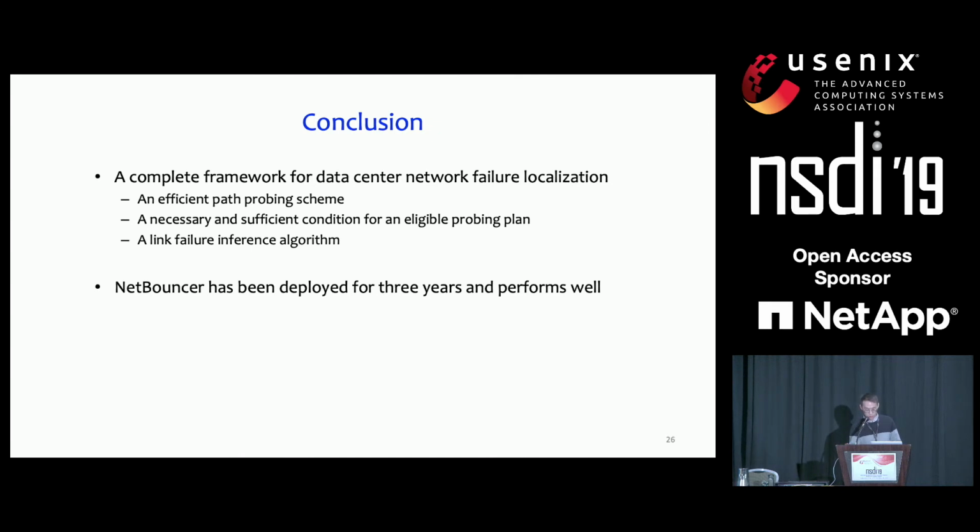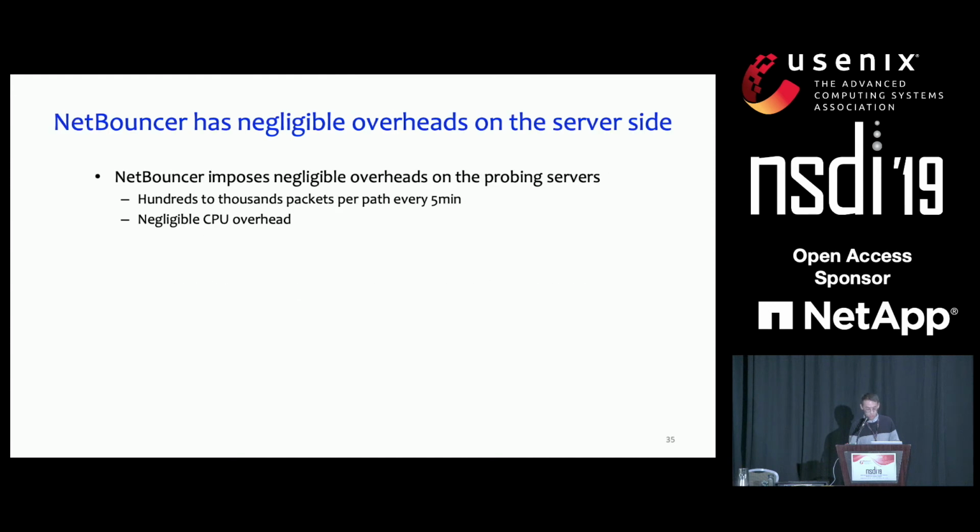Yeah, very good question. Basically, NetBouncer had negligible overhead, because we send thousands of packets per path every 5 minutes. You consider that we have 40 gigabit link throughput recently, so it's negligible.